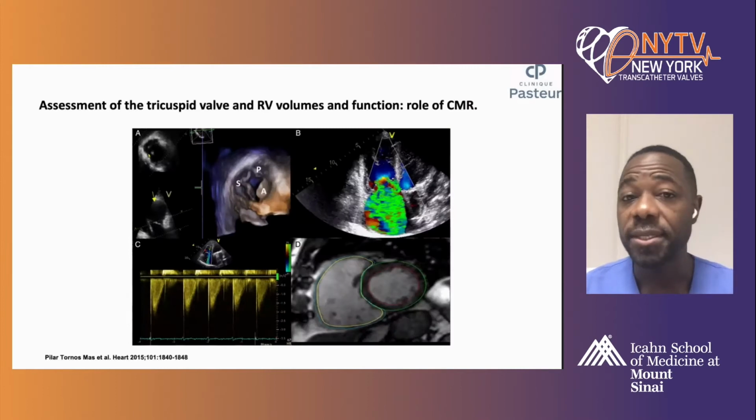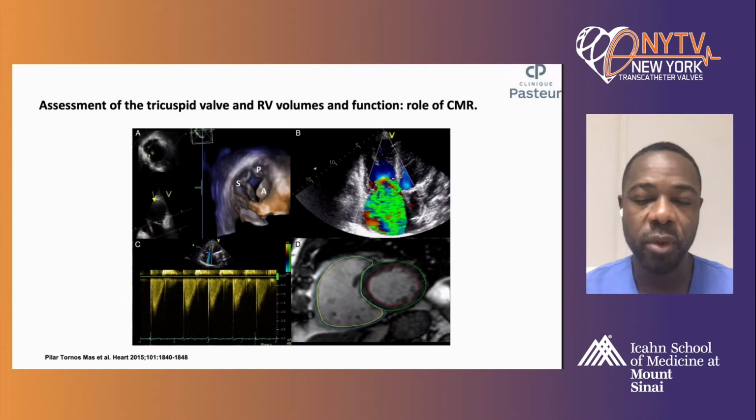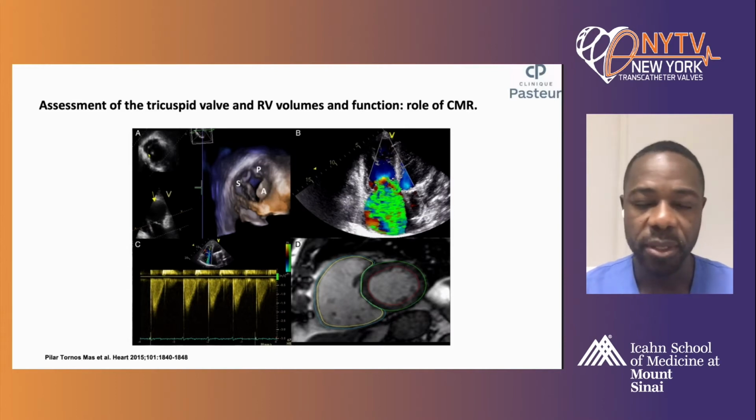Another modality when it comes to planning and understanding tricuspid function and regurgitation is CMR. CMR may be implemented to understand the amount of regurgitation and the RV volumes and the RV function. This is a more modern and contemporary way to assess the TR and the tricuspid apparatus, and this could be one of the key players in the future.